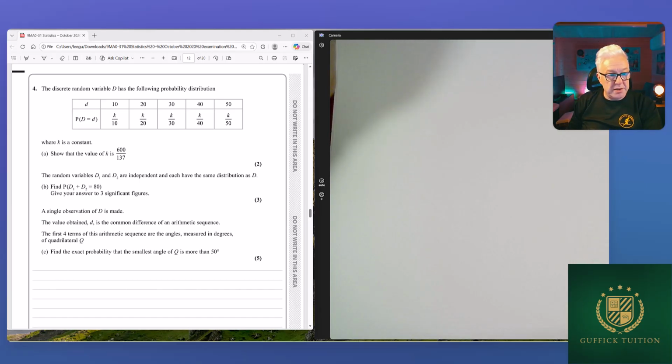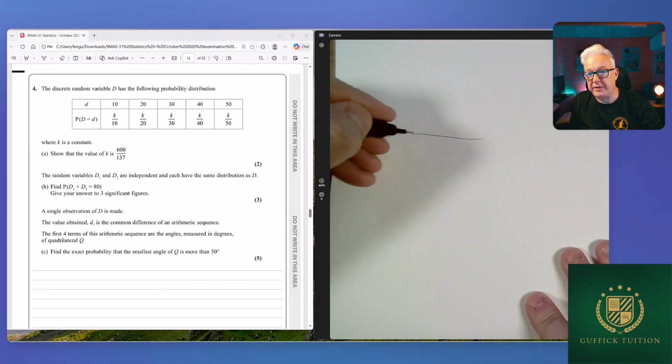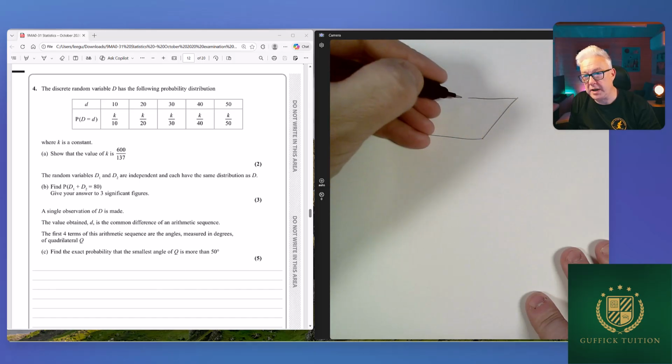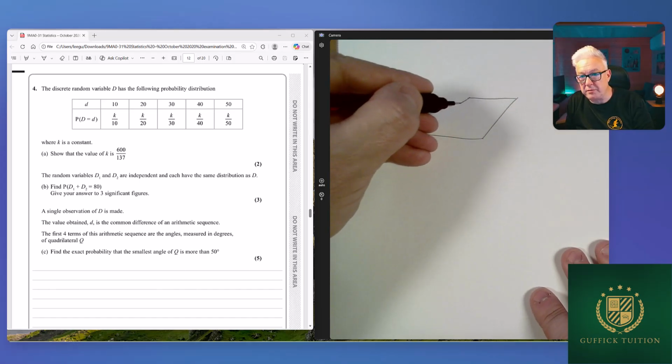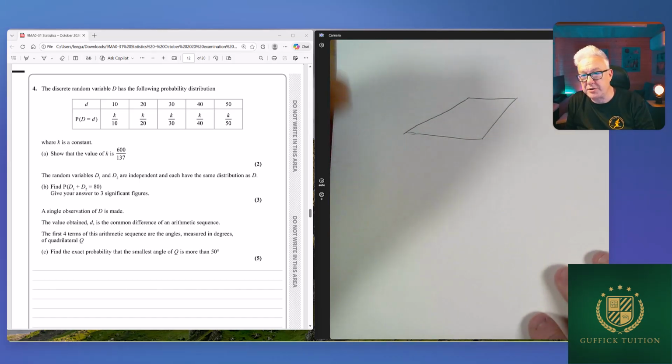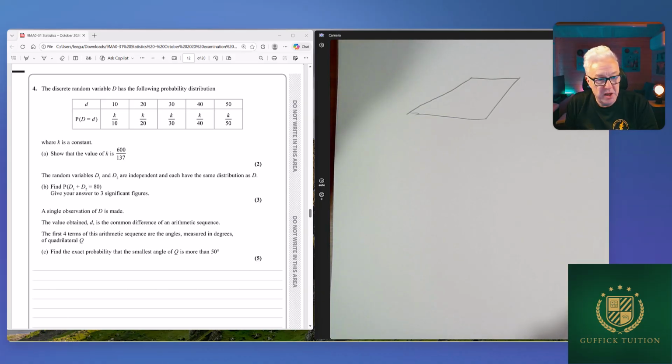All right. Now, this next bit I think is really tricky that's coming up in this next part of the question. So it says a single observation of D is made. The value obtained, D, is the common difference of an arithmetic sequence. The first four terms of this arithmetic sequence are angles measured in degrees of a quadrilateral Q. So we've got some kind of quadrilateral here. I'm just drawing some random quadrilateral like this.